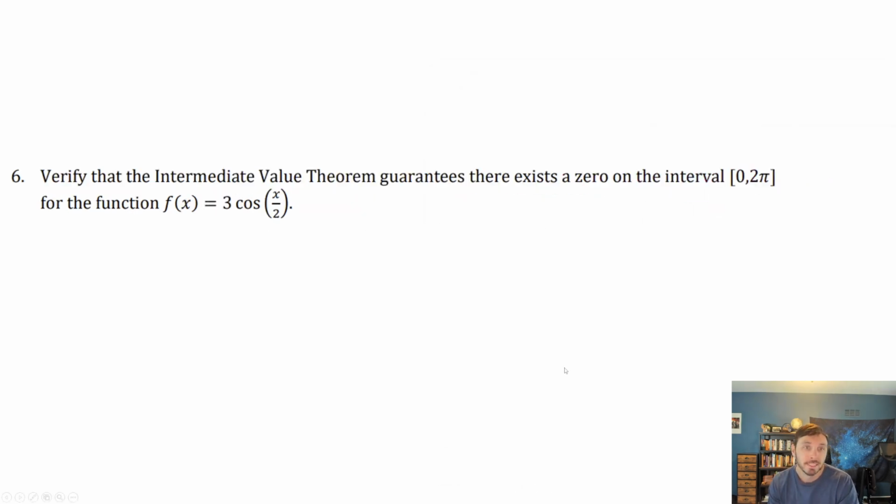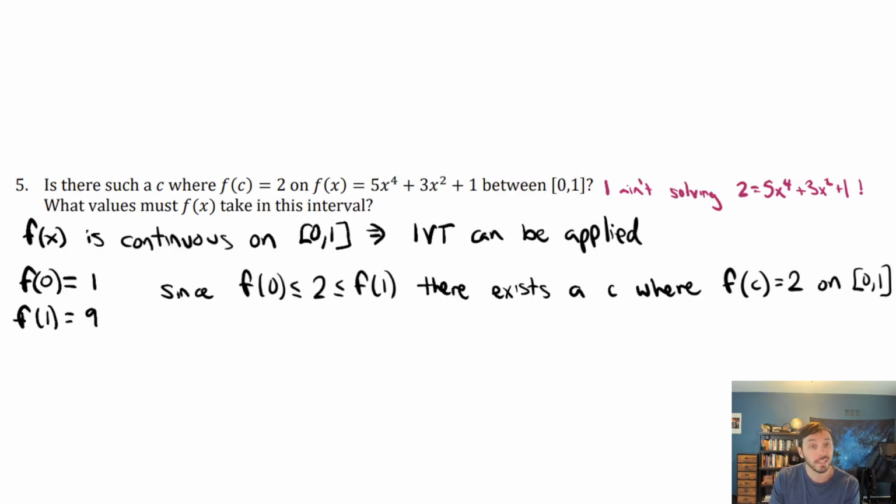All right. Yeah, go ahead and read this one. I'll read it. Verify that IVT guarantees there exists a 0 from 0 to 2 pi on this cosine graph. So having a 0 is, do I touch the x-axis? Does this graph touch the x-axis from 0 to 2 pi? Feel free to pause. Feel free to try to fit the mold of this argumentation if you'd like. Some AP teachers will be pretty particular about that, by the way.